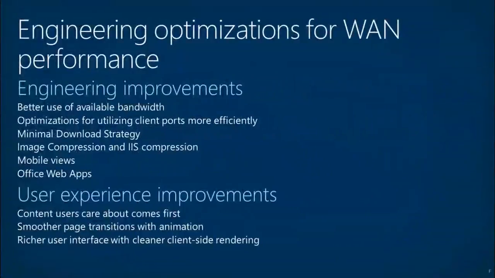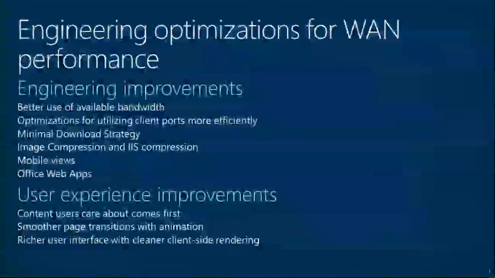And the good news is there's been a lot of improvement in SharePoint 2013 to optimize for WAN performance. So this is optimization for your end users that are accessing your SharePoint 2013 farm over a WAN link. Those improvements include better use of your available bandwidth. So we actually pump the pipe full. We optimize the use of client ports. So we utilize more ports and we utilize them more efficiently when we communicate between an end user and SharePoint.